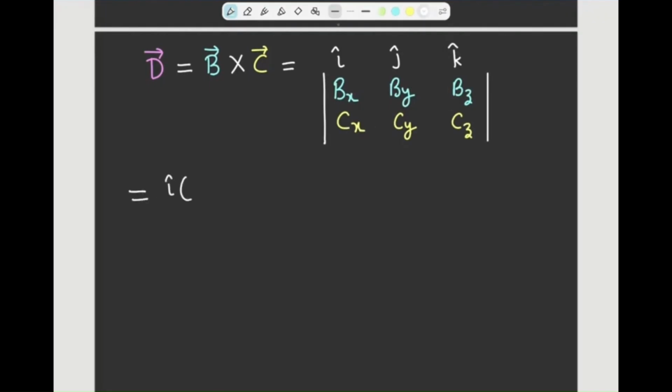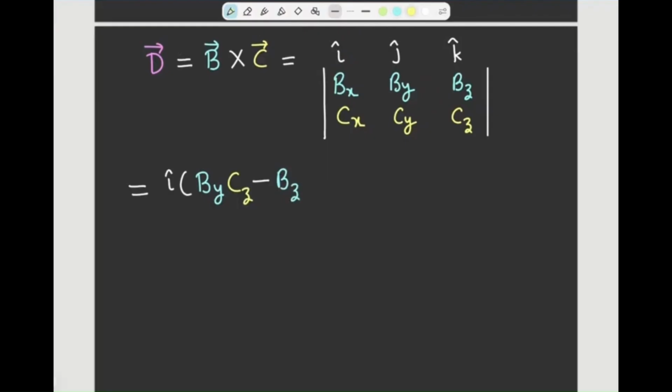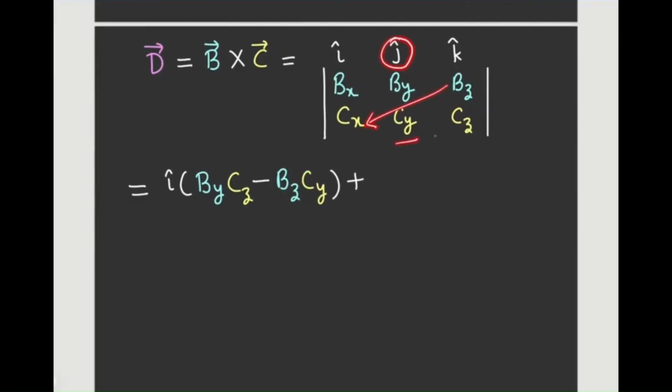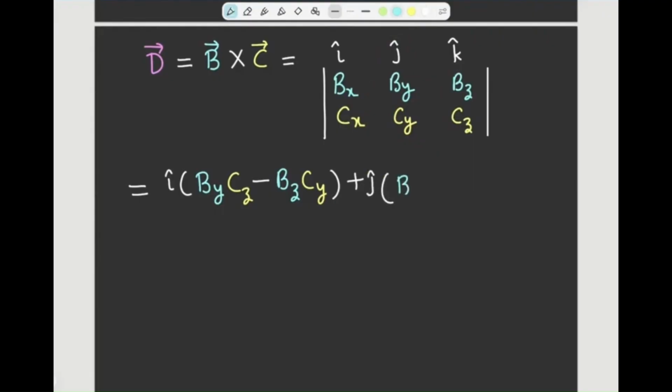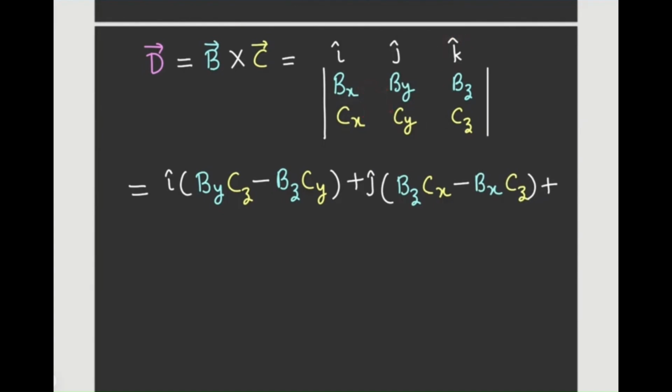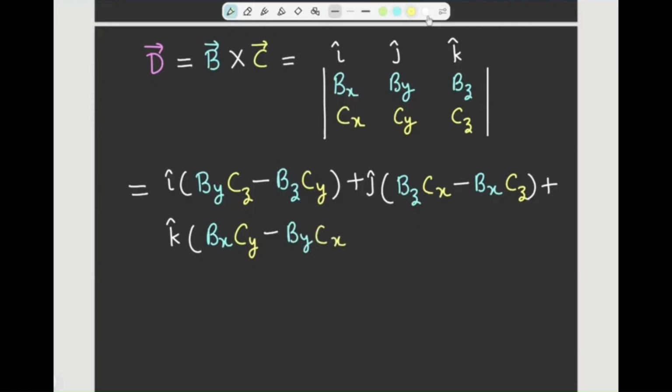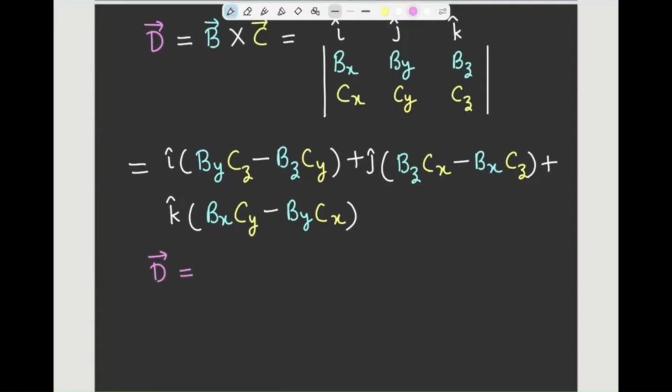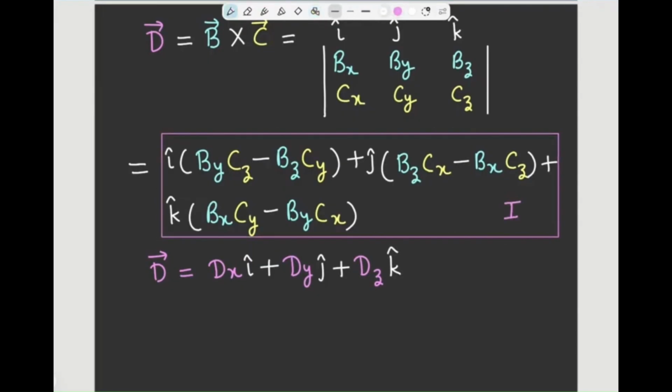The cross product B cross C equals the unit vector i hat times (by cz minus bz cy) plus the unit vector j hat times (bz cx minus bx cz) plus the unit vector k hat times (bx cy minus by cx). Let's call it equation 1. Let's now write vector D in terms of its components as dx i hat plus dy j hat plus dz k hat and call this equation 2.